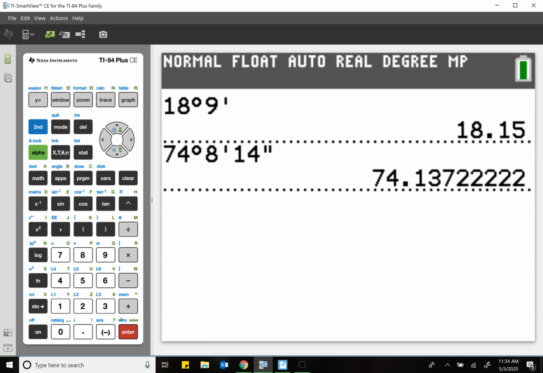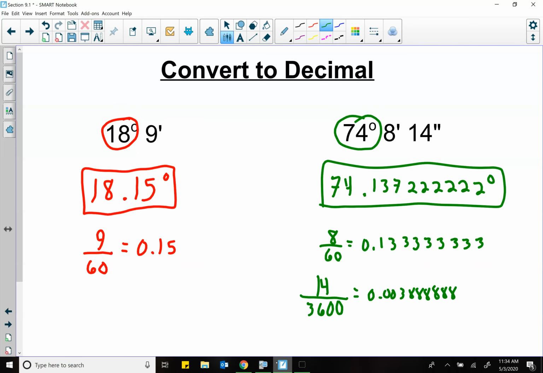So you can use your calculator to help you out. Again, I showed you really what's going on. I think it's important that you understand how this is getting converted. This is what your calculator is doing in the background. So whether you use this or whether you use the calculator, it doesn't hurt my feelings. I'm always like, work smarter, not harder. So I would probably just use the calculator.